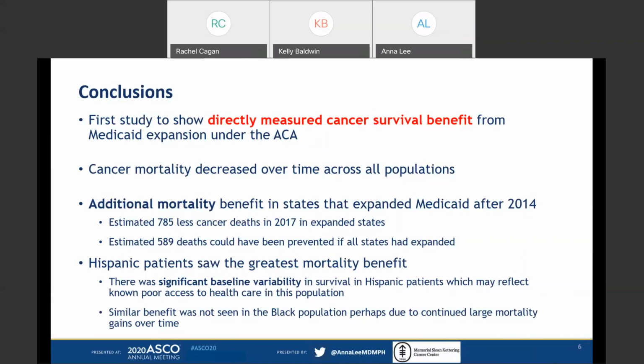However, there was significant baseline variability in survival, which may reflect known poor access to healthcare in this population. Black patients did not appear to reap the same mortality decrease, although this may be due to continued large mortality gains over time. Further study is needed to understand how national programs and policies, such as the Affordable Care Act, can continue to improve access to care and decrease healthcare disparities.